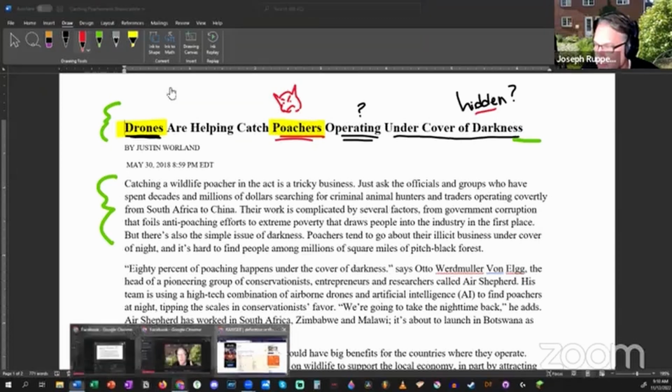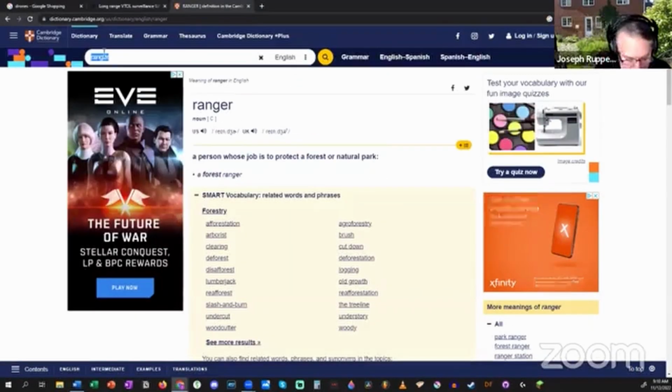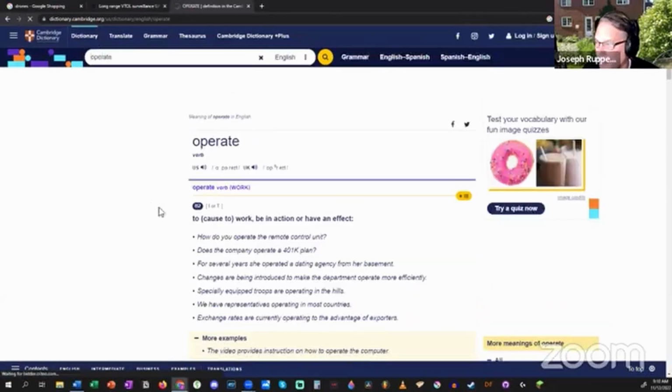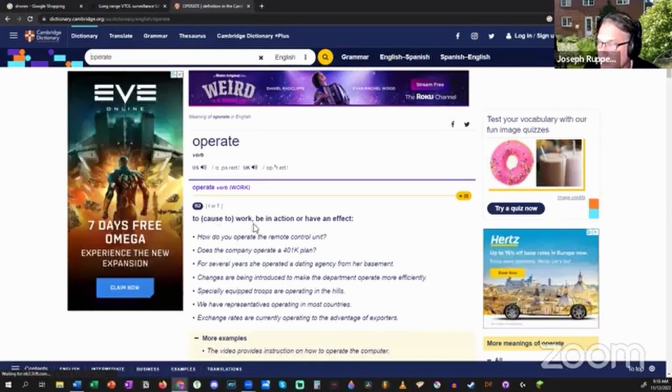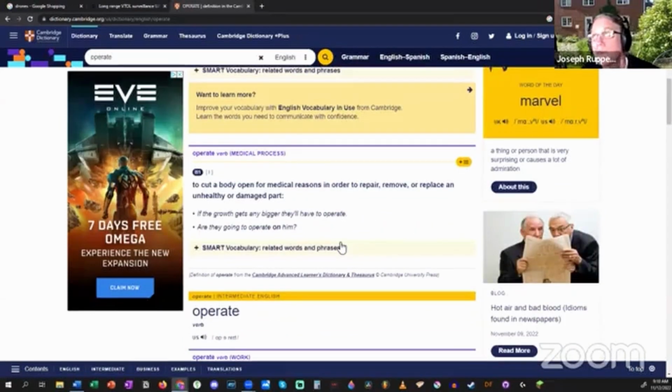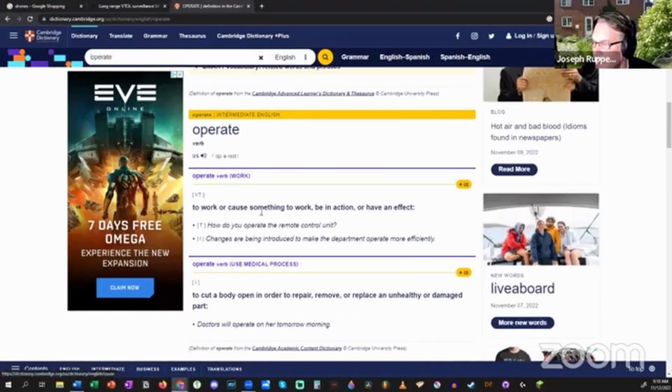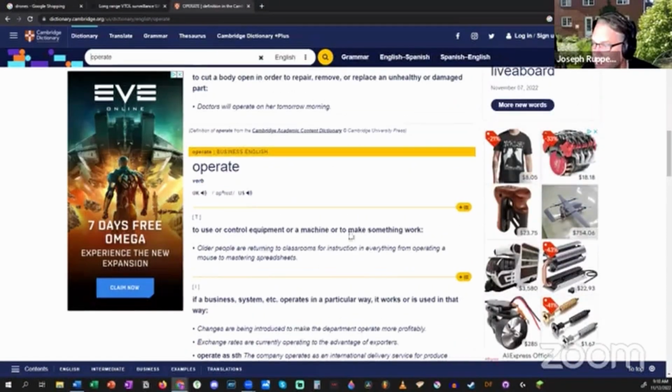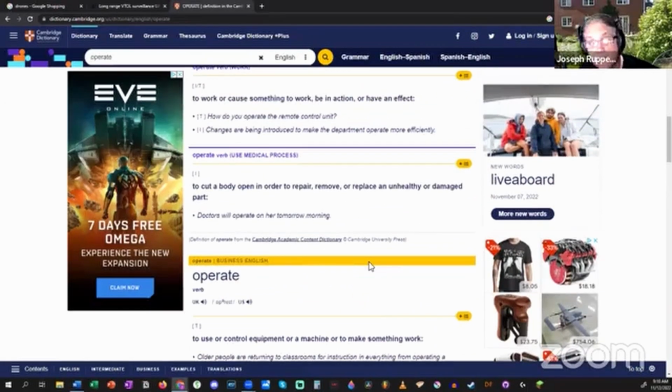Let's go back and take a look at operate. Operate: to cause to work, to be in action, or have an effect. To operate is just another, I don't know if it's a more academic or professional way to say to work, to do something, to work or to cause something to work, to be in action or have an effect. It can also be used in medicine. If a doctor is operating on a person, they're doing surgery on a person.